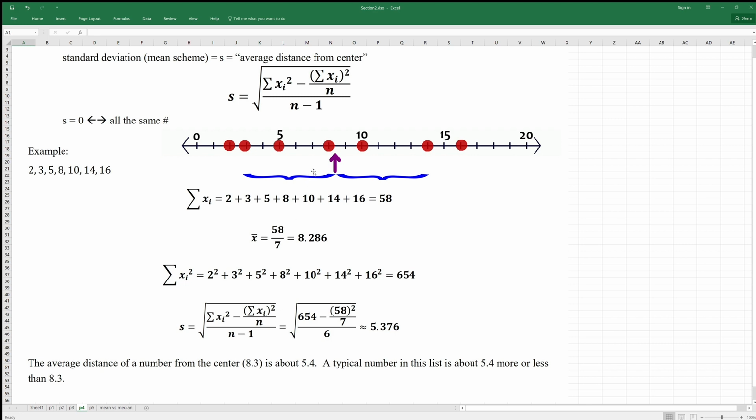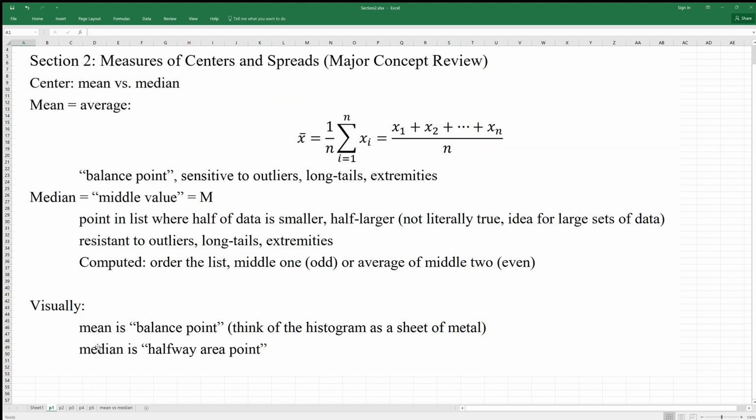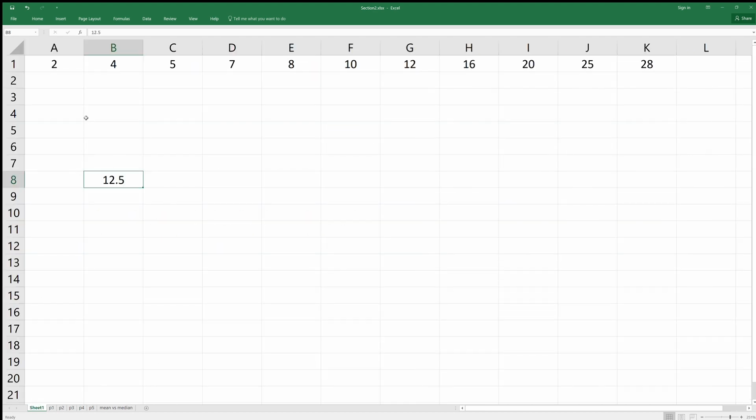Histogram, sheet of metal, line where it would balance, the spot on the number line where it would balance if you put heavy little marbles at those places. So that's the concept of mean. Now I'm going to automate this just to make it a little easier. I'm not going to fully automate this because I'm not really trying to teach you how to use statistical functions on Excel. But here we go. So add them up and divide by 11, and that's what we get.